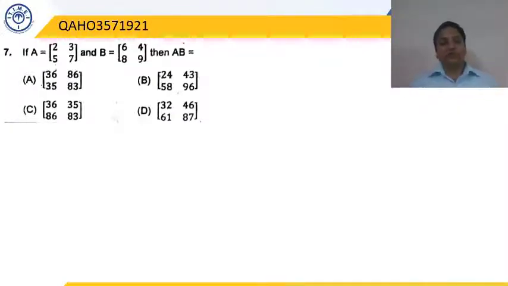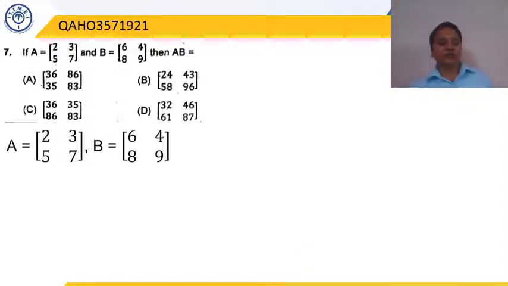First, take the first row of the A matrix and the first column of the B matrix. Multiply their corresponding elements. That gives the first row, first column element of the resultant matrix. Then the first row of the A matrix multiplied with the second column of B gives the resultant matrix's first row, second column element. As shown, let's see.